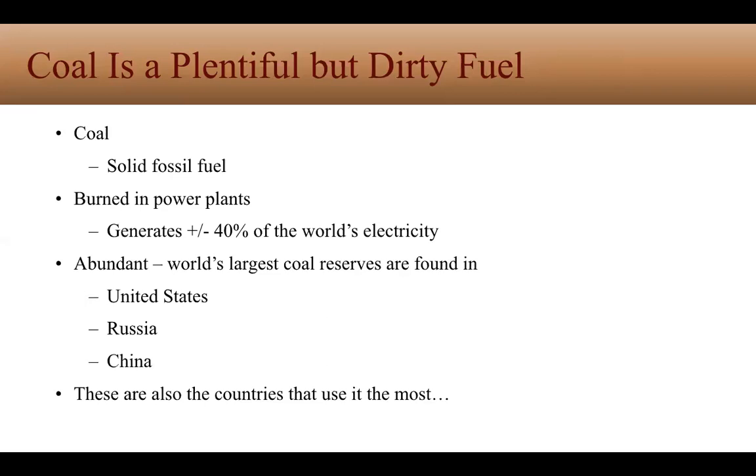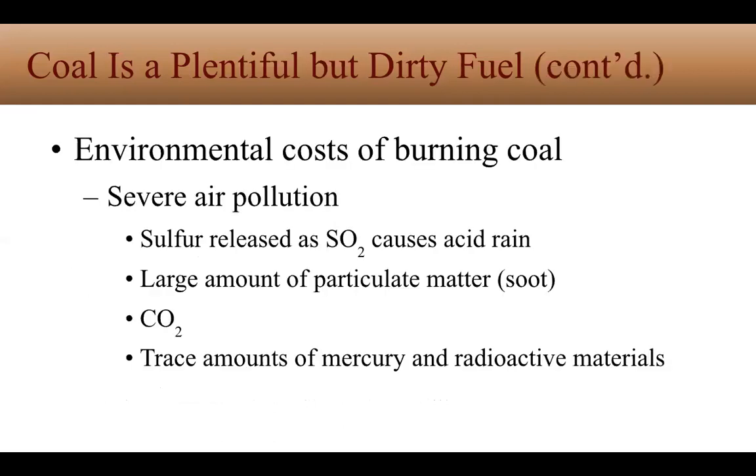Again, this goes back to the Gapminder question that I asked you. If a country has huge deposits of a resource, are they more likely to use that resource regardless of the negative consequences associated? And the answer is yes. This is a great example of a profit priority taking precedence over a people or planet priority. And because it's abundant, it's cheap. And because it's cheap, it's historically been used the most.